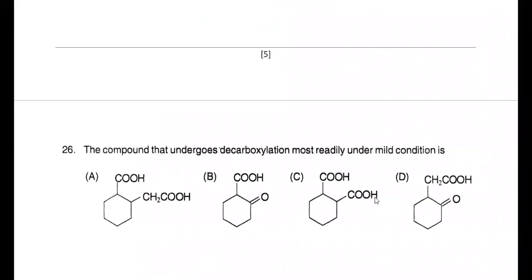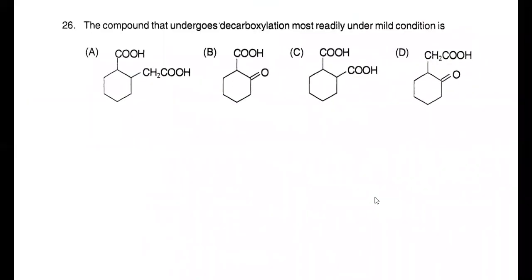Then comes question number 26. It's asked which undergoes decarboxylation most readily under mild conditions. So we know in this condition the most appropriate answer is beta keto acids. Although decarboxylation on heating is an important topic, the first check we have to do is for beta keto acids, which undergo decarboxylation readily. As it is a single option correct question, we will simply check for the beta keto acid. So this is the carboxylic acid, this is alpha, this is beta. So this is a beta keto acid, which undergoes decarboxylation most readily.